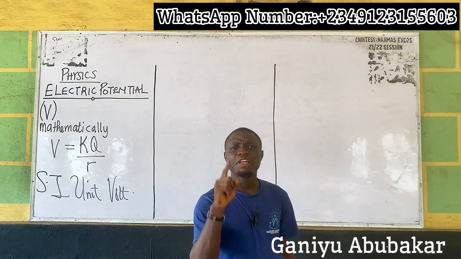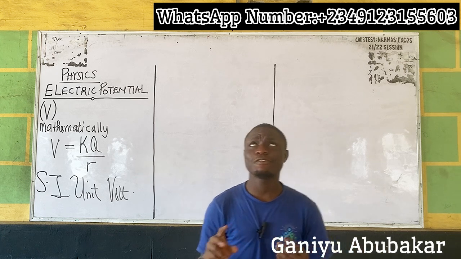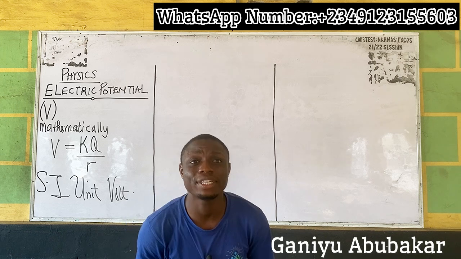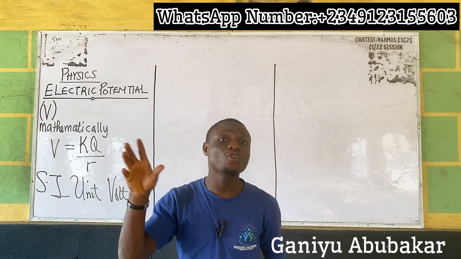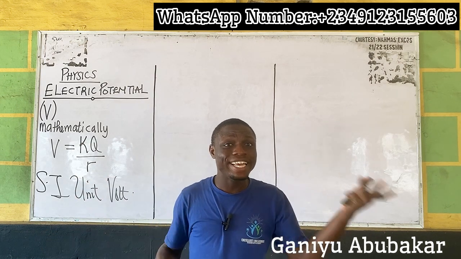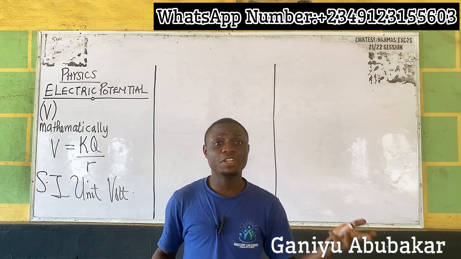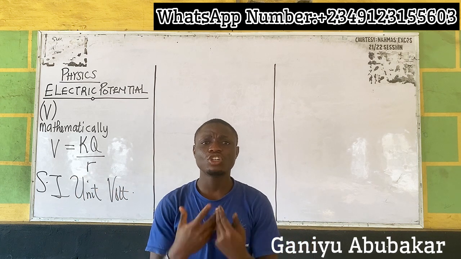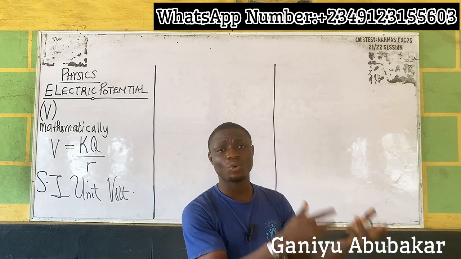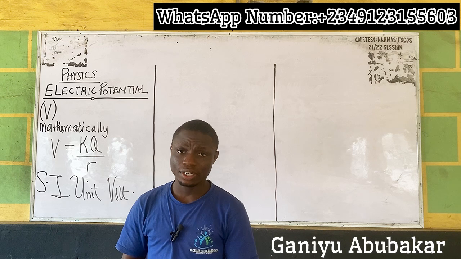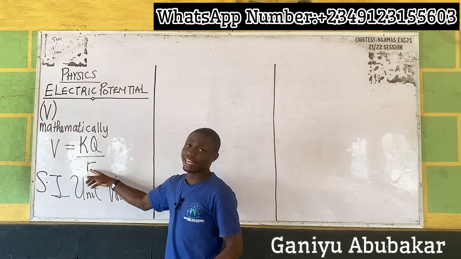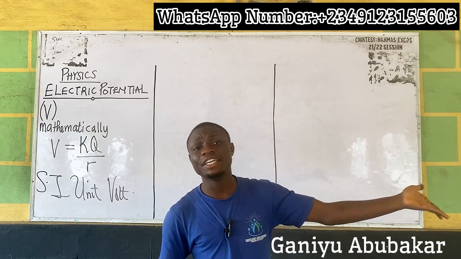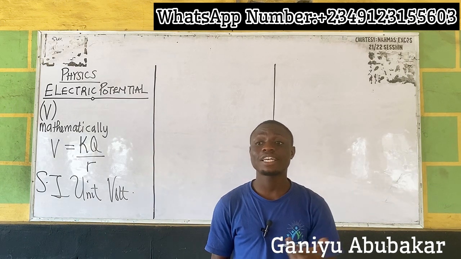If you observe the last class, when we looked at electric field intensity, the formula was E equal to KQ over R squared. In this case, it is KQ over R, so observe the difference between E and V. E is electric field intensity, while V is electric potential. The formula is similar, it's just that one distance is squared and the other is not squared. So this one has a distance R that is not squared, but the other one that we did, capital E, which is electric field intensity, has its distance squared.